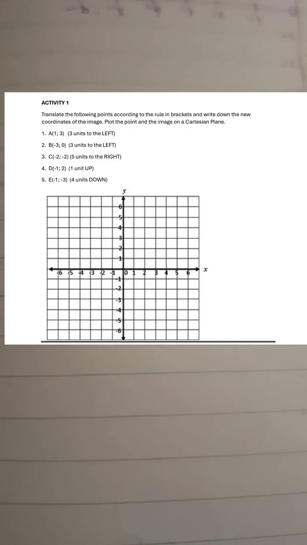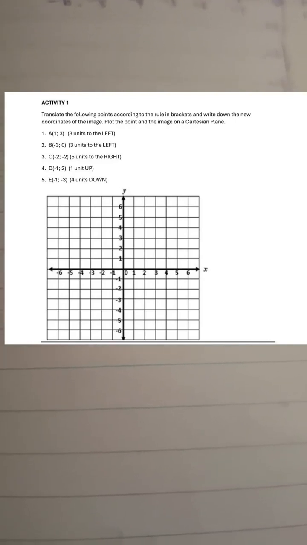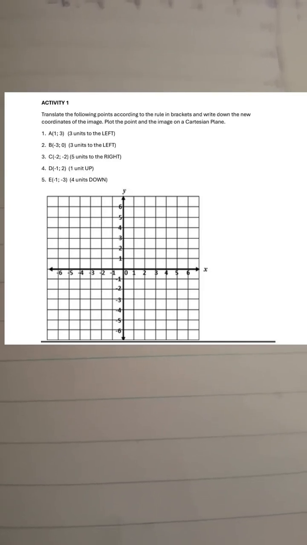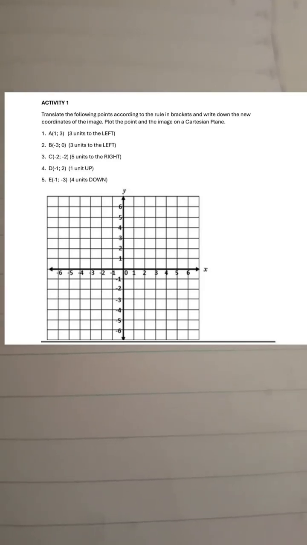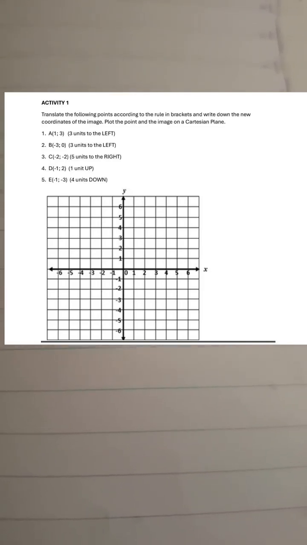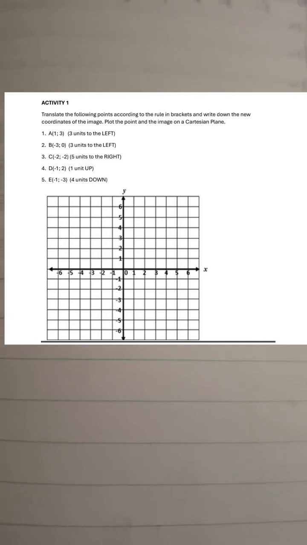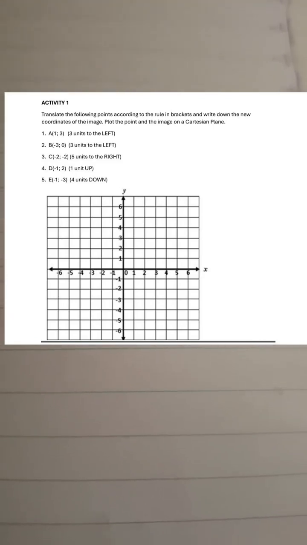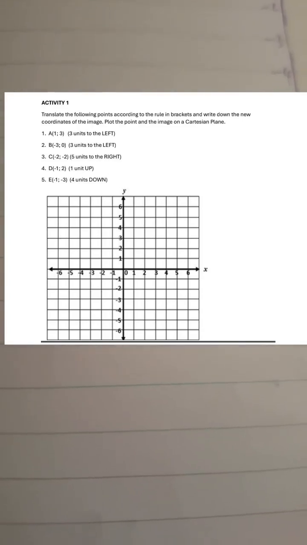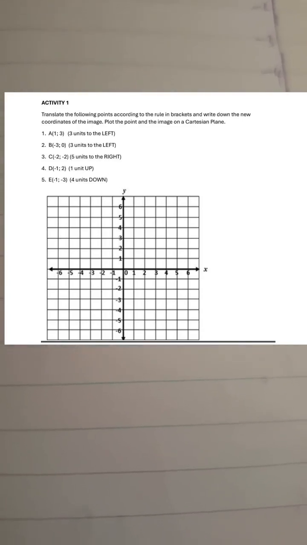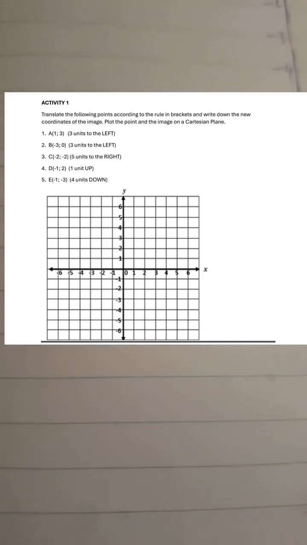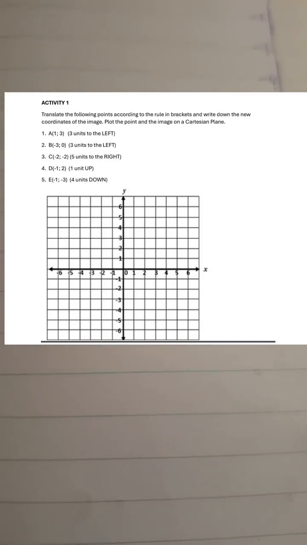Okay, so I'm sure by now we should be able to follow through as to what would be the new coordinates of B. If B is (-3, 0), and we are asked to write down the new coordinates of B, the image, if B is translated 3 units to the left, what would be the new coordinates, guys? In the comment section, would you be kind enough to give me a response? What would be the new coordinates of B?